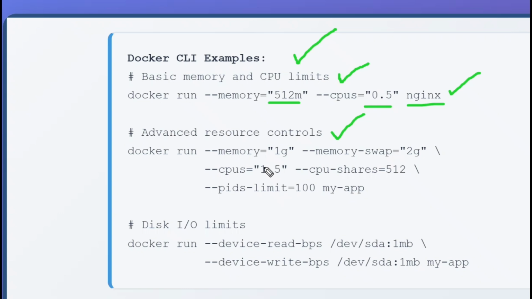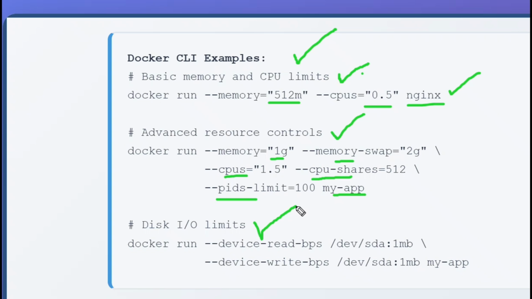Now it was like a deeper one. This particular command sets the memory here, and then swap space also, as well as the CPUs, and even the number of processes inside the container. Okay, like how many processes need to be there. Okay, and what is the PID limit, and then finally the container name. So it is a kind of advanced resource control. It is like a basic first one.